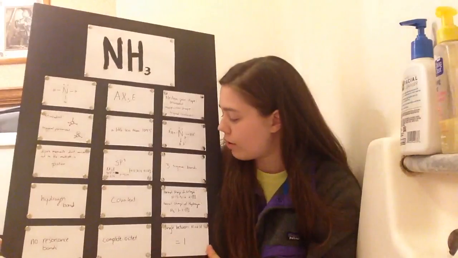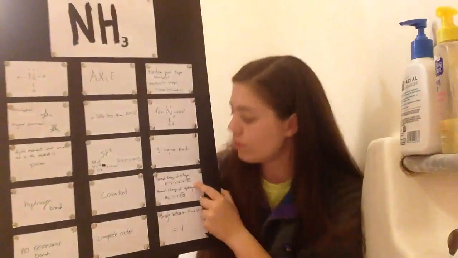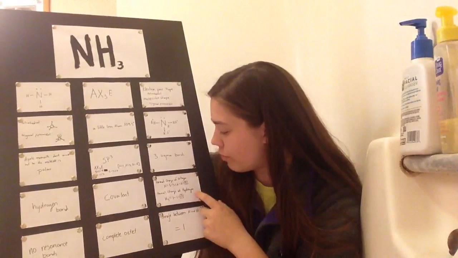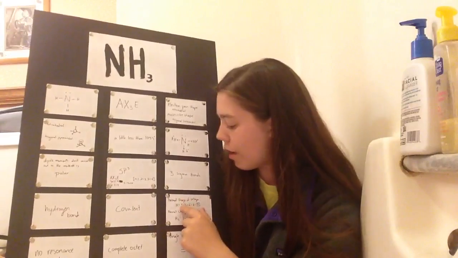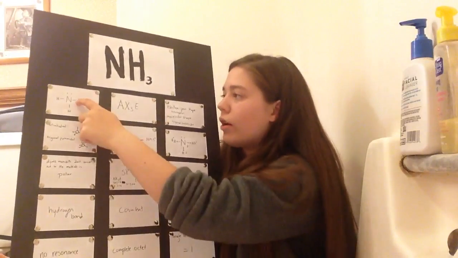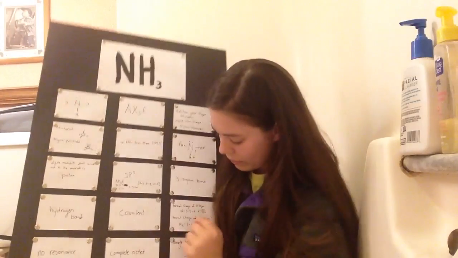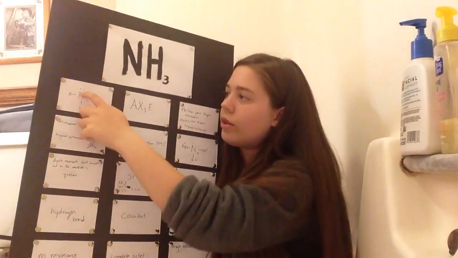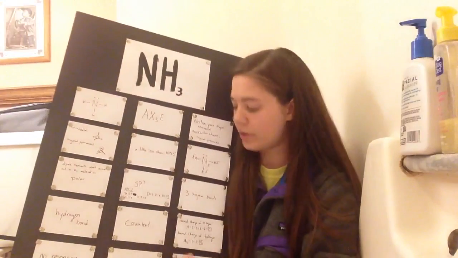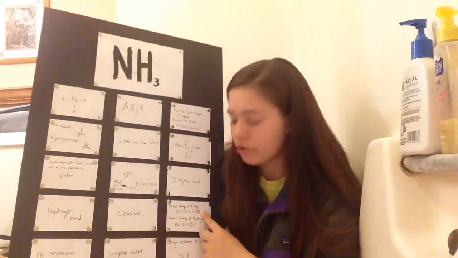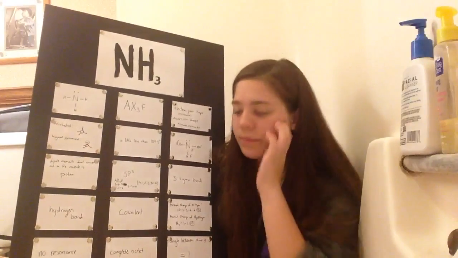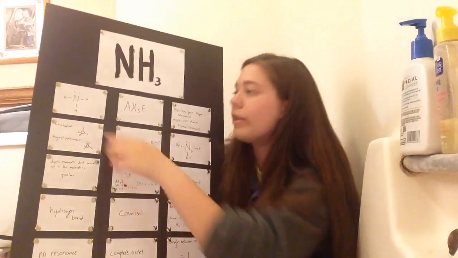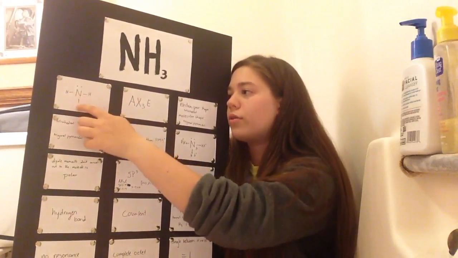Okay, now formal charge. The formal charge of nitrogen is 0. I got this because there are 5 valence electrons, minus these 3 bonds, and then minus the 2 electrons right here for the 1 pair. So that's 0. And for each hydrogen, it's the same. It's also 0 because there's 1 valence electron for hydrogen, and each of them only has 1 bond. So 1 minus 1 is 0 for all of them.